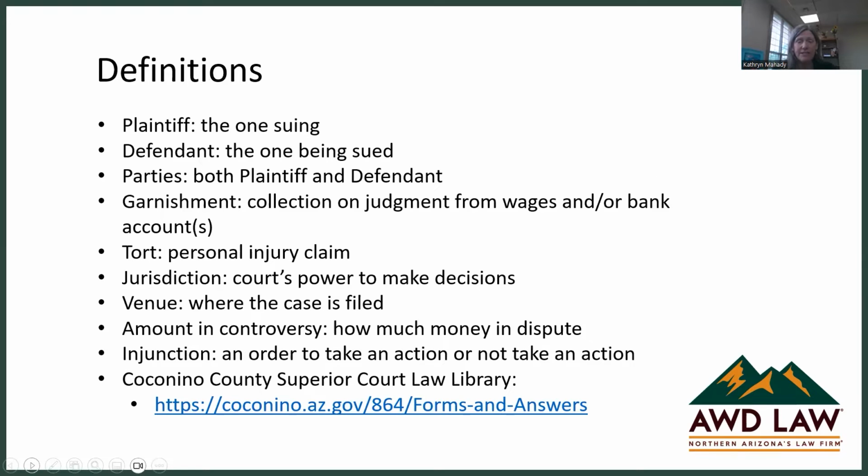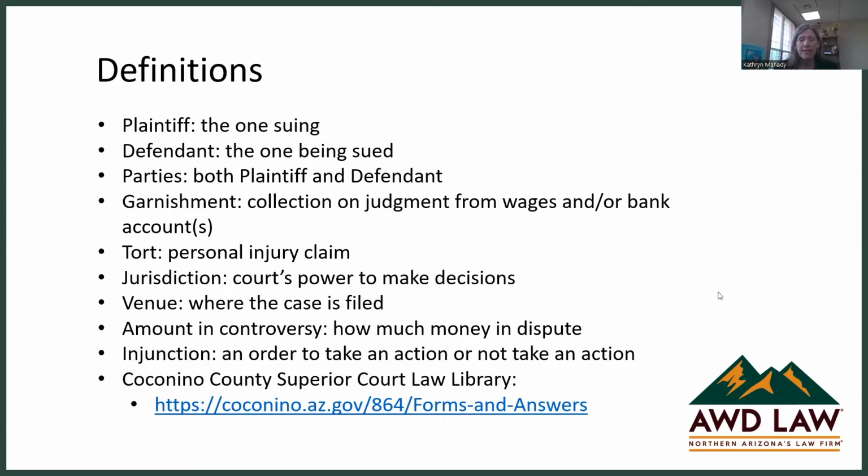Of definitions, some of these are very easy. Some of them are a little more involved or ones you don't see as much. Plaintiff is the one who's suing. The defendant is the one who's being sued. Now, to make it confusing, if the defendant then countersues the plaintiff, the plaintiff becomes the counter defendant, and the defendant becomes the counter plaintiff or the counter claimant. But usually most lawsuits are one-sided. Someone is suing someone else, and that's the plaintiff suing the defendant. When the court or a court document or one of the parties uses the term parties, that means both plaintiff and defendant. Either plaintiff or defendant is a party.